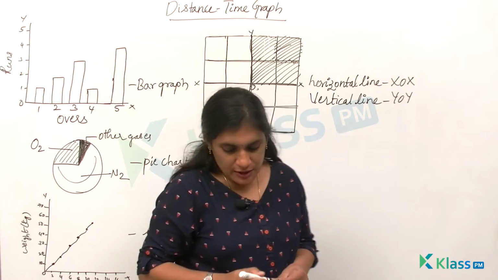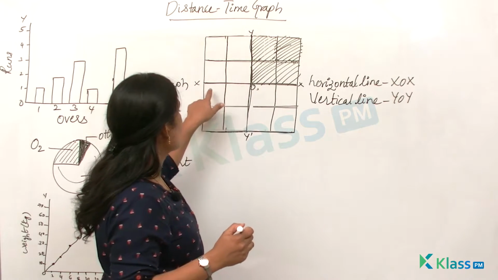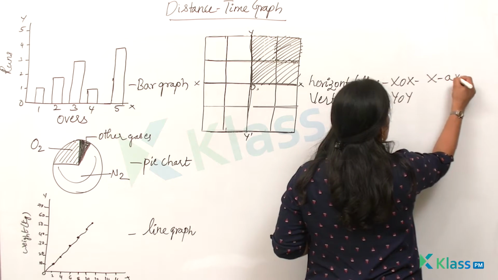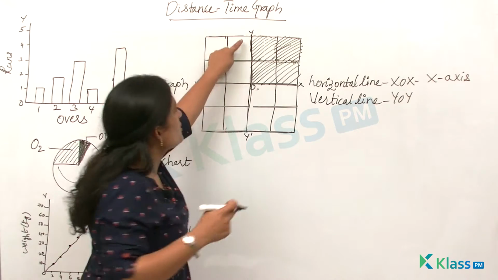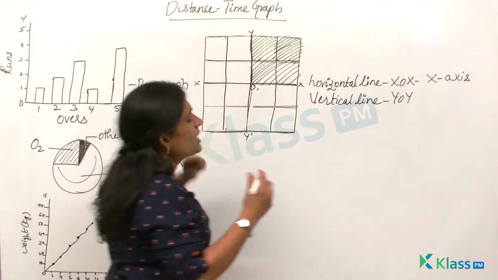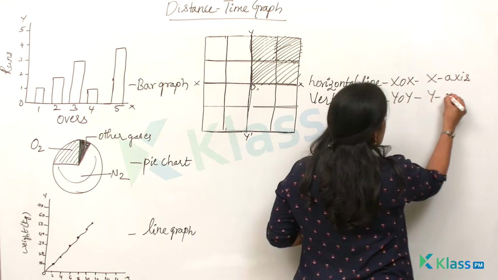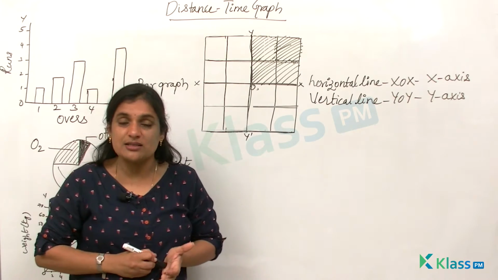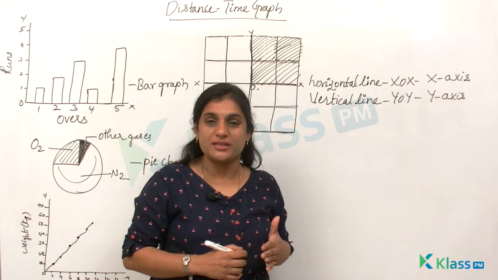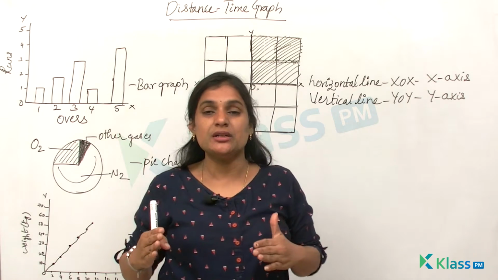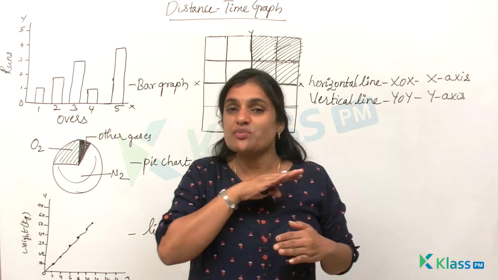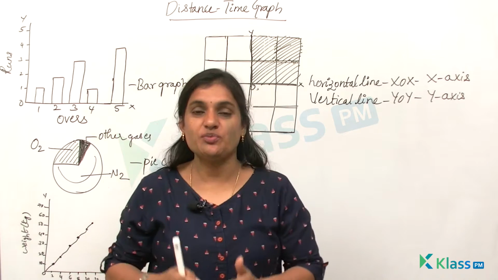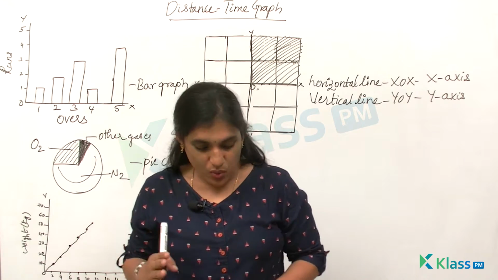So now this horizontal line which is marked as X, O, X is said to be X axis, and the vertical line which is marked as Y, O, Y is said to be Y axis. You have to draw the lines perpendicular to each other, and the line which is passing horizontally is said to be X axis, and the line which is passing vertically is said to be the Y axis.